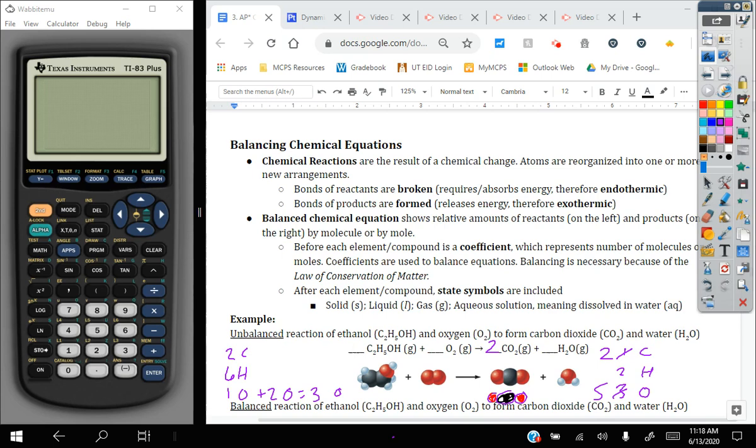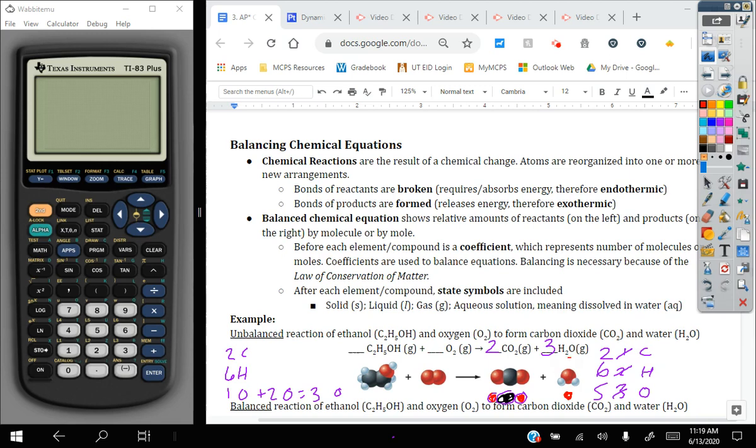The next element that's unbalanced is H from my original most complicated molecule of ethanol. I have 6 H's on the left and only 2 H's on the right. So if I want to get to 6 total H's, by placing a 3 in the blank, 3 times 2 H's gives me 6 H's. Now, this also is going to change our number of oxygen. I had 4 oxygen on the left, 4 oxygen from my CO2, and then I only had 1 oxygen from my water.